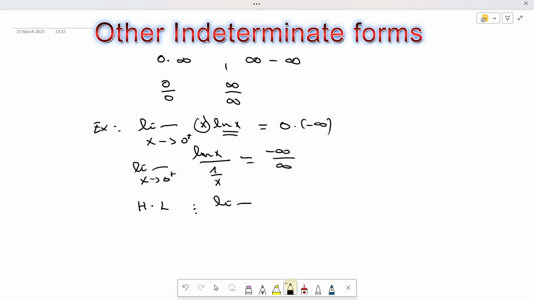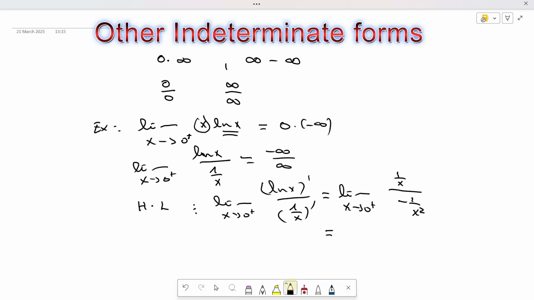We will get the limit when x tends to 0 positive of our function, which will be equal to the derivative of ln of x over the derivative of 1 over x. So this is equal to the limit when x tends to 0 positive; the derivative of ln of x is 1 over x, and the derivative of 1 over x is minus 1 over x squared. We can simplify, and we will get the limit when x tends to 0 positive of 1 over minus 1 over x, which is the limit of minus x, and this is equal to 0.